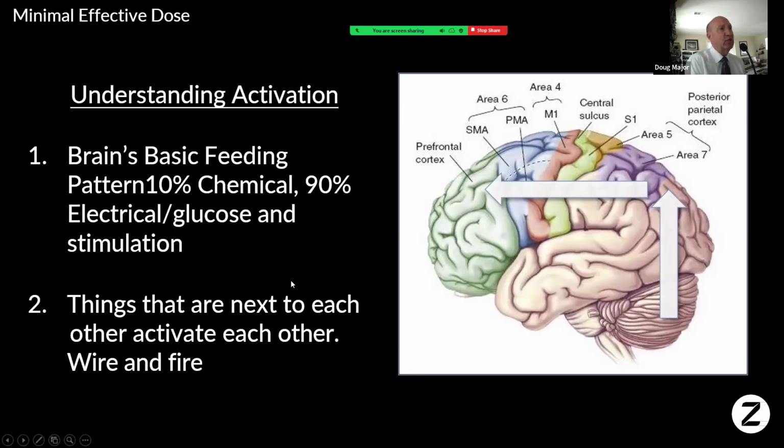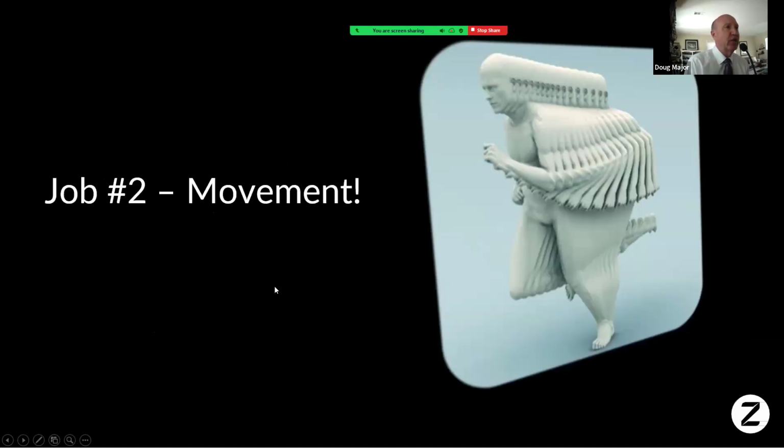And this brain activation, the brain's feeding patterns, it needs electricity and glucose, but chemically is 10%, electricity is 90%. Our brain needs interaction and electricity to keep on and keep growing. And these things that are active together, wire and fire together. I think we all understand that concept.